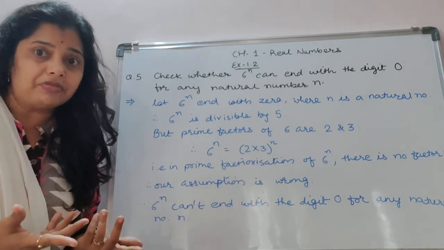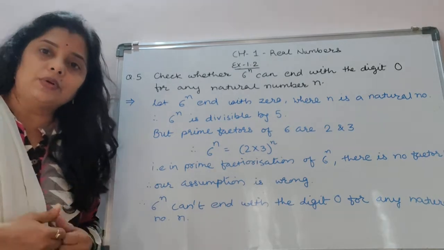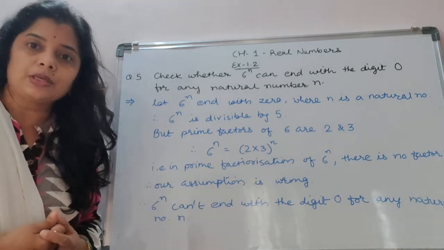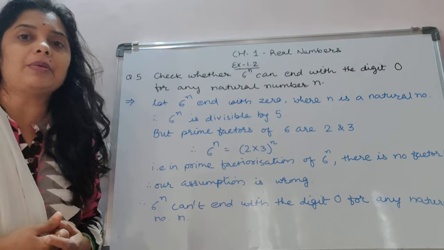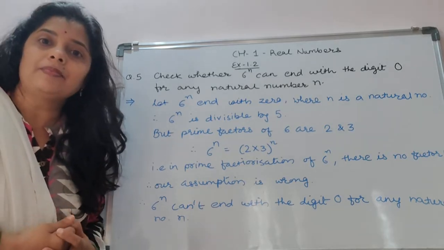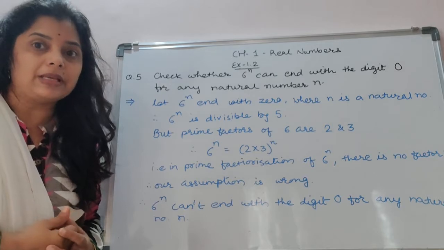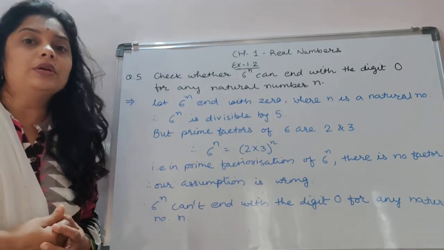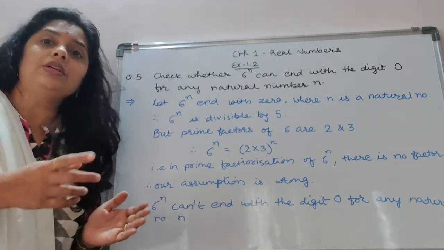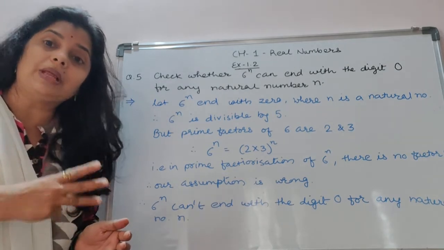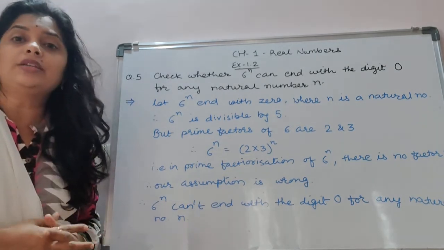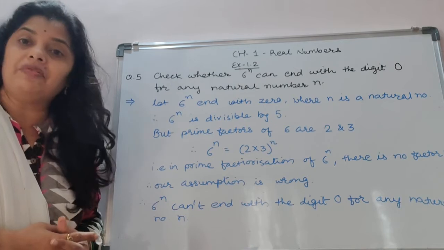It doesn't end with 0. Let's take n equal to 2, means 6 raised to 2. 6 raised to 2 means 6 multiplied by 6, 2 times. So 6 times 6 is 36. Again, it does not end with 0, it ends with 6. Now 6 raised to 3 means 6 multiplied 3 times. So again it is 216. It doesn't end with 0.